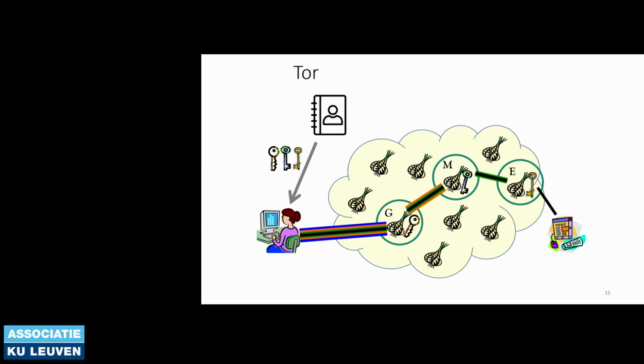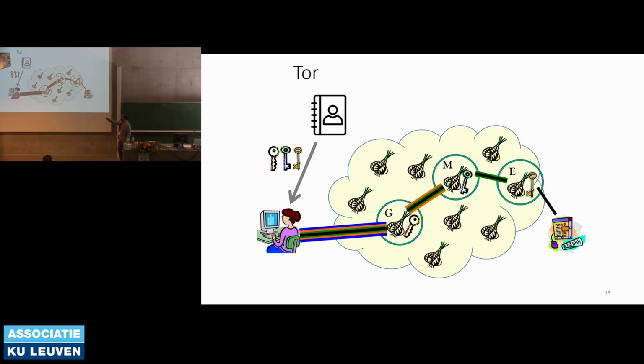Yes, that's possible. So for example, what if the adversary is observing both the gateway and exit node? Then basically the adversary can observe the timing. I'll come back to that in a bit. You're right there.